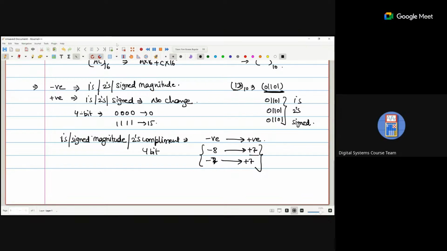Clear? Any doubt? Sir, one doubt: we don't have to flip the bits for 1's complement if the number is positive? If the number is positive, all the representations are the same. Yes, because 1's complement, 2's complement or sign magnitude is only required to represent negative numbers. Okay, if the number is already positive, why represent it in 1's complement, 2's complement, or sign magnitude?